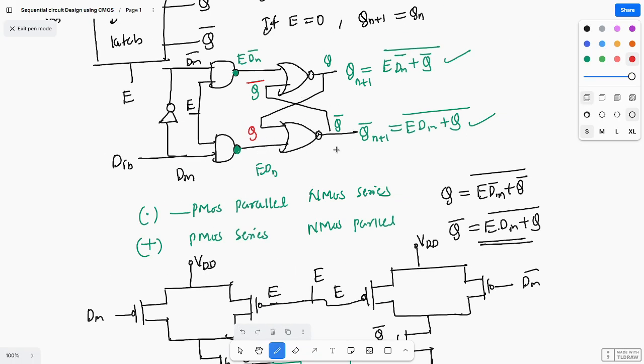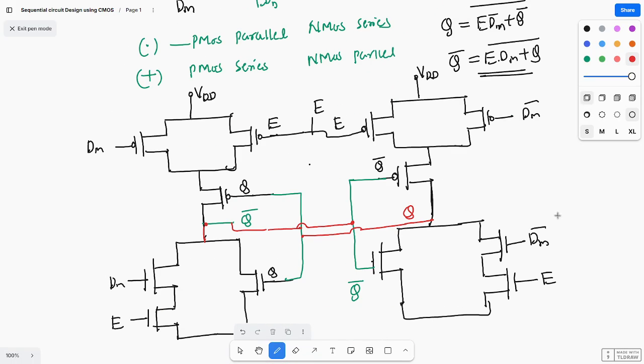See here, Q bar connected. This is Q bar, and this is also Q bar. This output I am connecting to the input. And this is my Q, the input of this whole thing, I am connecting to the output. Is it fine? Do you understand how I am doing it?